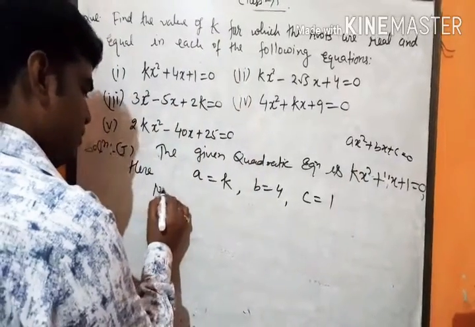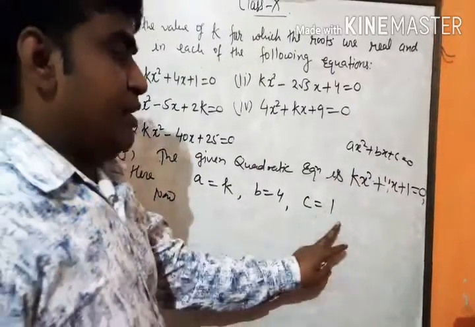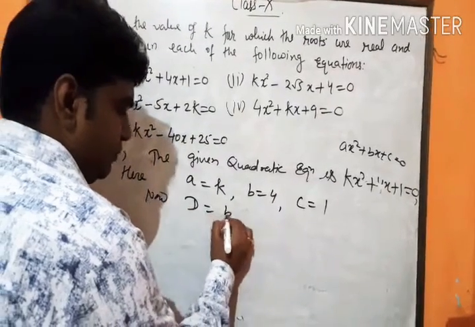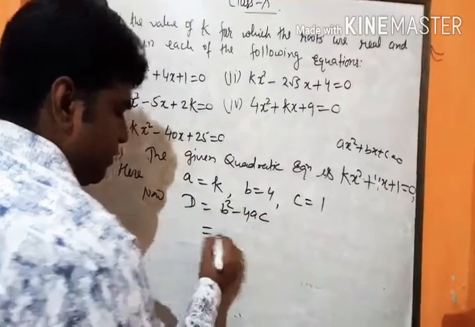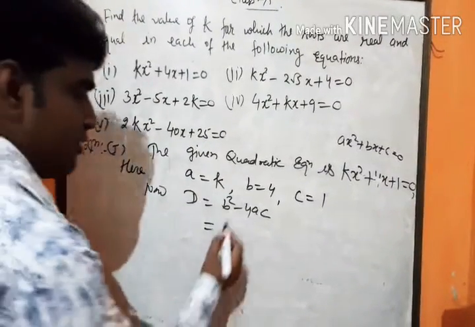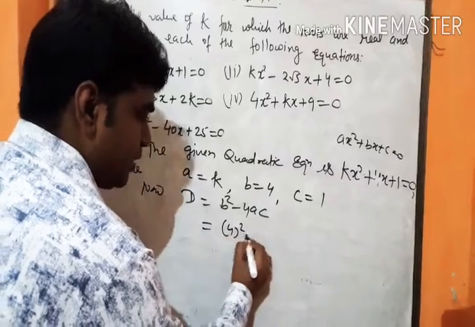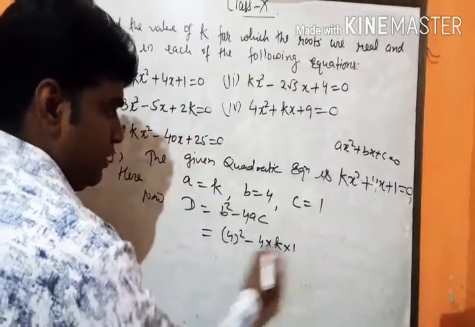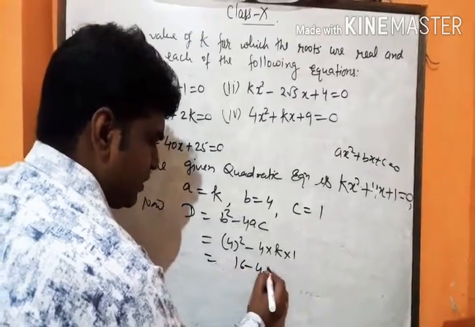Now we have to find its discriminant, D equal to b square minus 4ac. Here D is called the discriminant of the given quadratic equation. Here we see that b is 4, its square minus 4 into k into 1, so it gives 16 minus 4k.